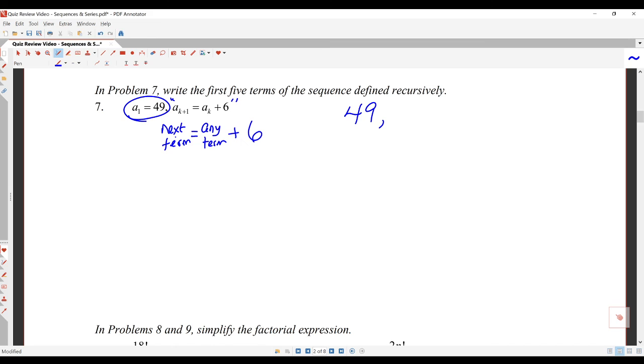So if I want the second term, do the first term plus 6. If I want the 10th term, it's going to be the 9th term plus 6. So we have the first term. All I need to do is just add 6, 55 is the next term. And then I add 6 more again, takes me to 61, which gives me the next term. Add 6 more, I get 67. 6 more gives me 73. And those are the first 5 terms of the sequence. All right, we'll pick up on numbers 8 through 9 in the next video.